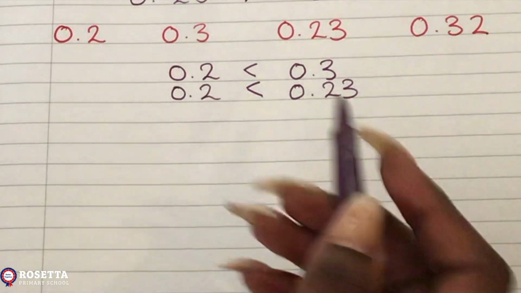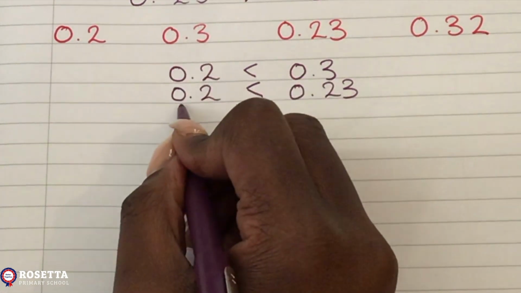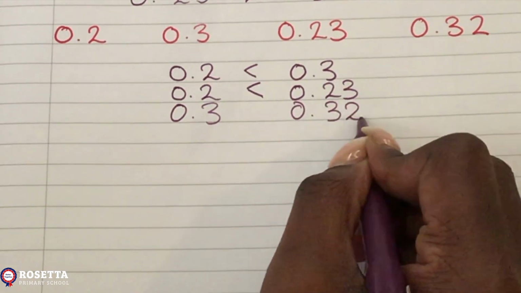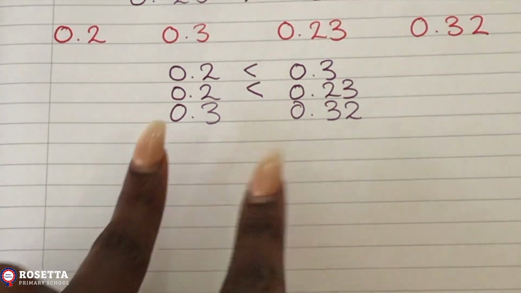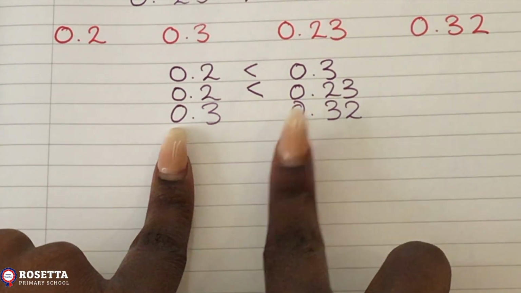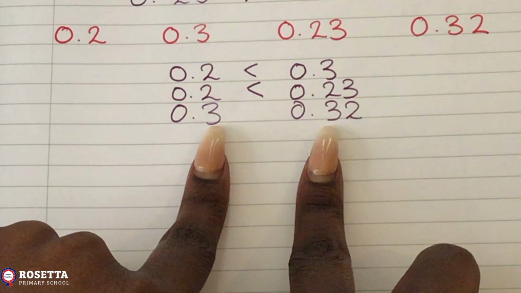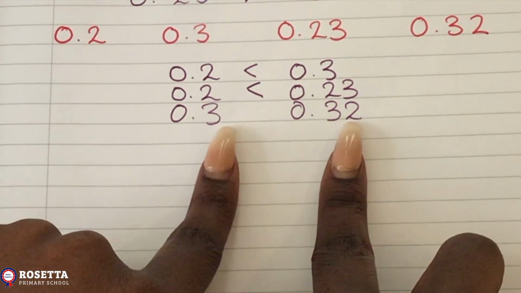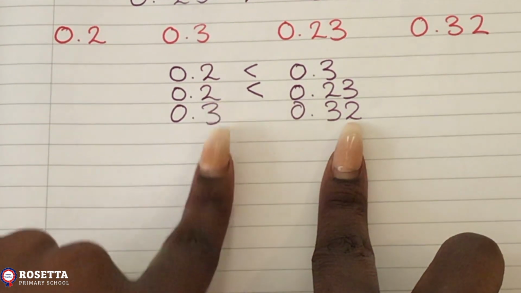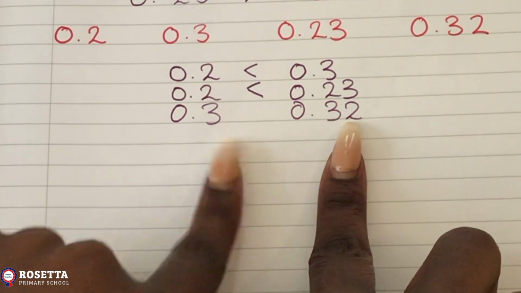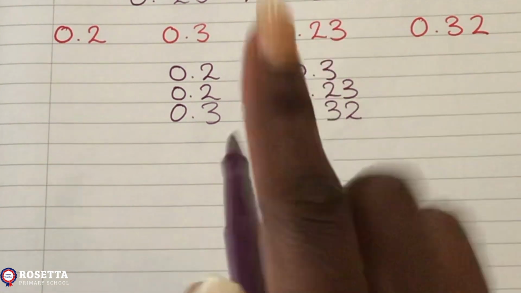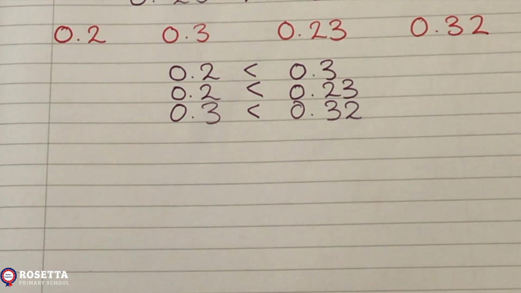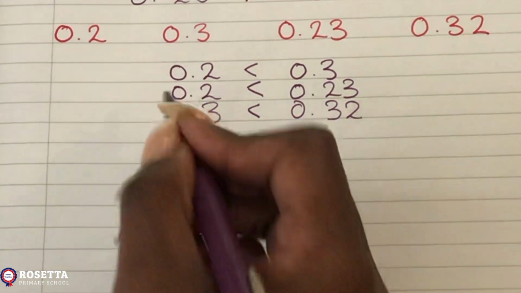Let's try a different one. Let's try 0.3 and 0.32. Again, both numbers have no ones. Both numbers have 3 tenths. This number has 2 hundredths. There's nothing there, but we know from this question that because there's nothing there, it means it has no hundredths, whereas this number has 2 hundredths. So 0.3 is less than 0.32.